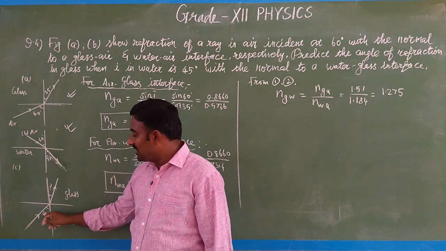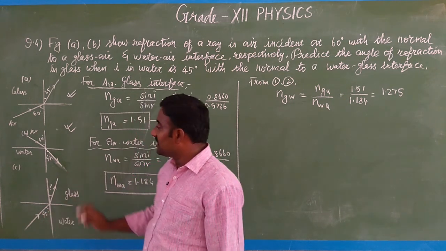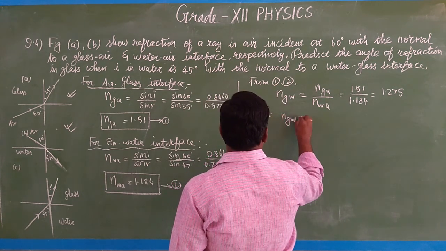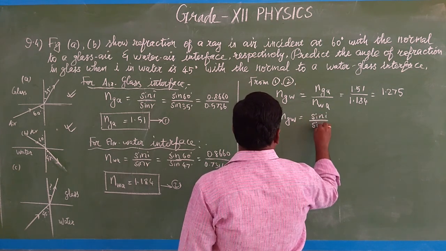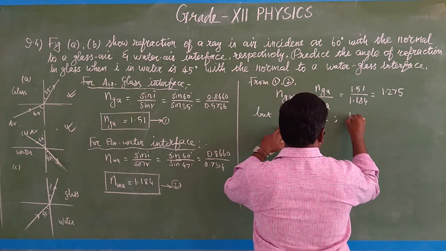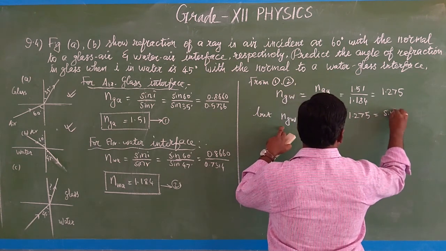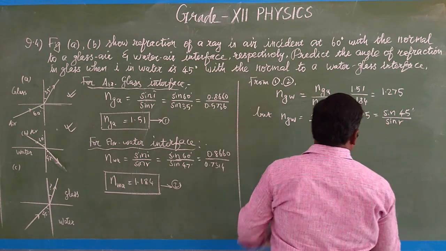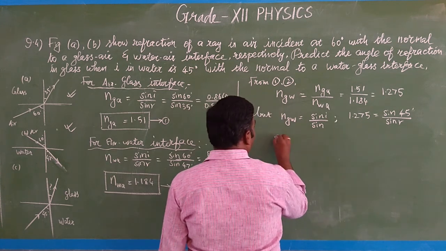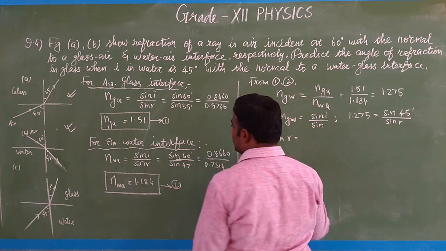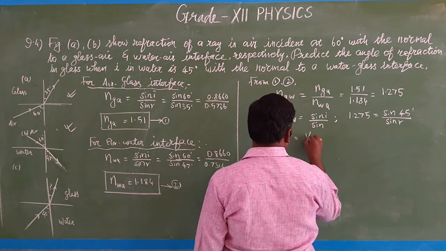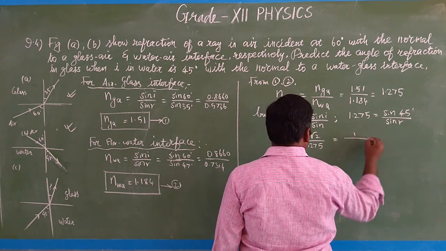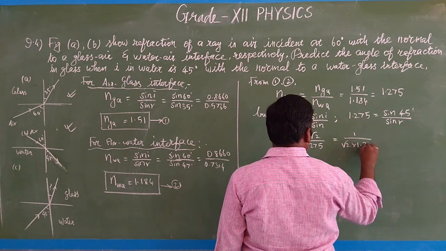But in the third case, the light is coming from water to glass. So the incident ray makes an angle to the normal of 45 degree. The refracted angle we should find. The refractive index of glass to water is equal to sin i by sin r. We know the value already. That is 1.275, which is equal to sin 45 degree divided by sin r. So sin r is equal to sin 45 degree, which is 1 by root 2, divided by 1.275, which is 1 by root 2 into 1.275.